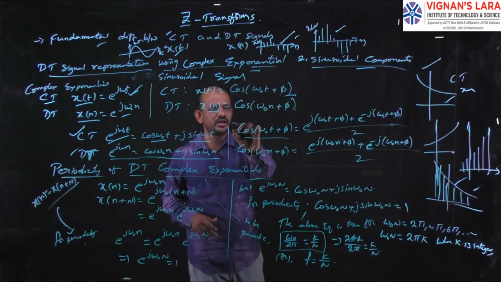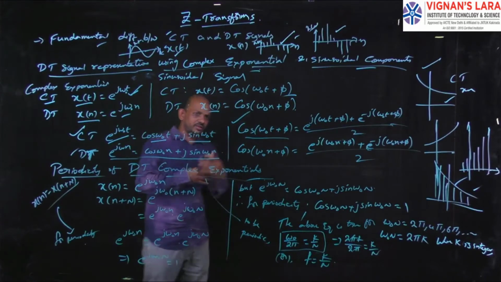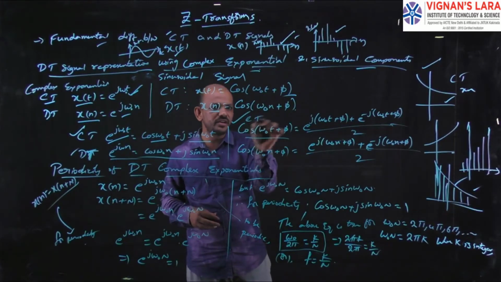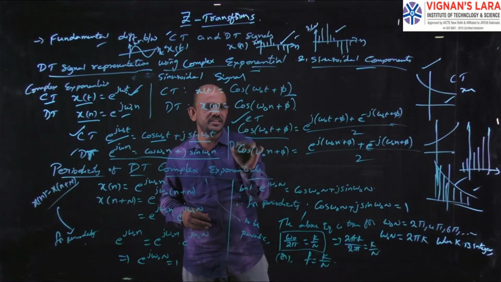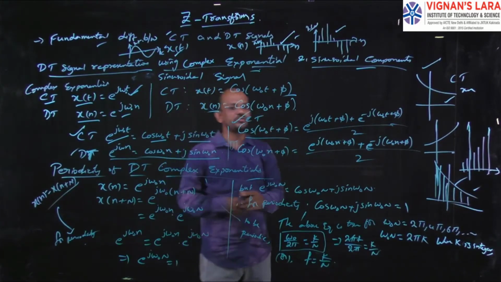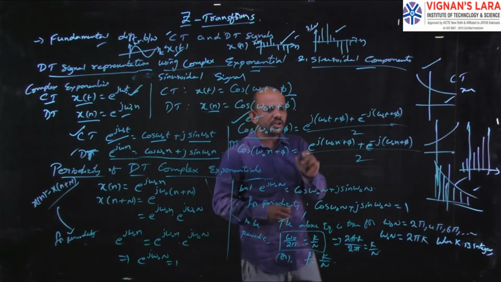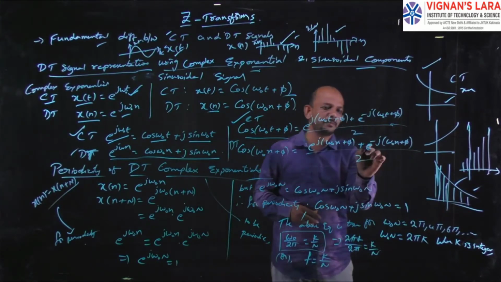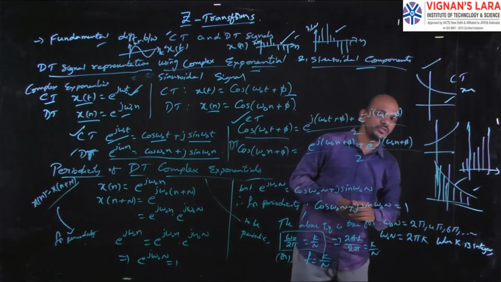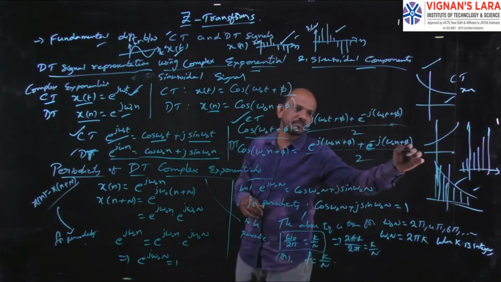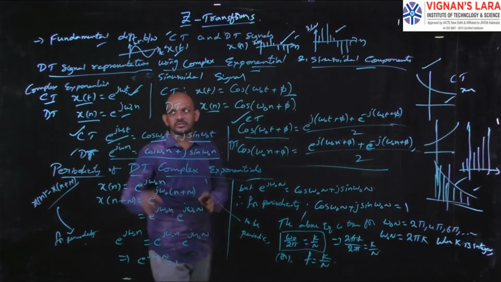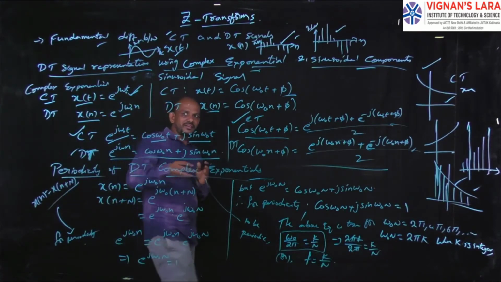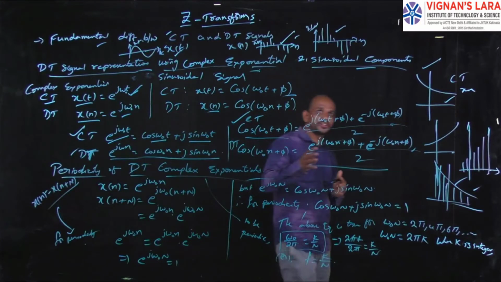Using that formula, I can convert the sinusoidal into complex exponentials also. This is for continuous time. And for discrete, I have to replace t with n. So cos of omega naught n plus phi will be equal to e power j into omega naught n plus phi, plus e power minus j into omega naught n plus phi, by 2. So this is how the discrete time signal is represented using complex exponential and sinusoidal components.